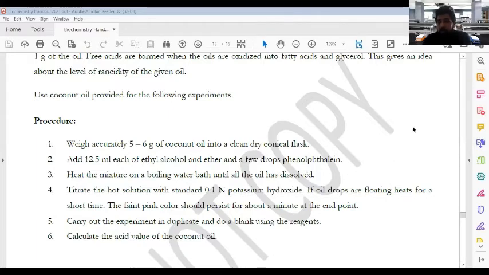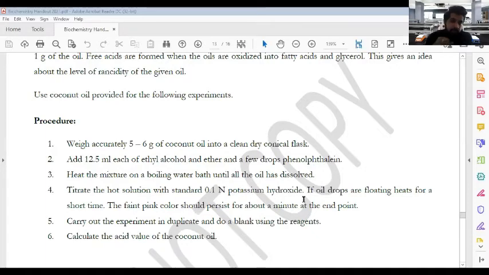Okay, soon after getting that from the boiling water bath, you have to do the titration against 0.1 N potassium hydroxide.